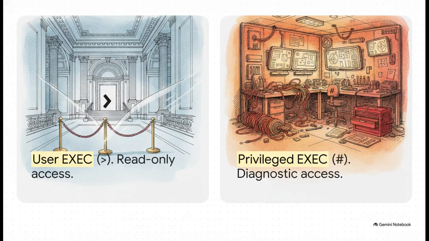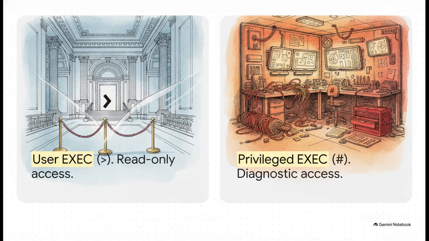To really understand how to navigate a Cisco device, you kind of have to think about iOS modes like security clearance levels in a highly secure corporate building, right? You don't just walk in the front door and immediately get access to the bank vault. On the left here, we have user exec mode, identified by that greater than symbol at the prompt. Think of this as the building's lobby. It's read-only, you can look around, but you can't touch or change anything.